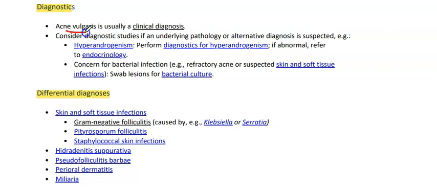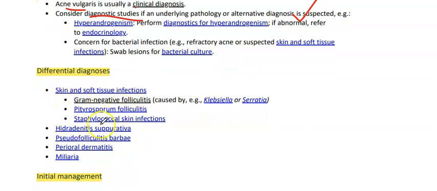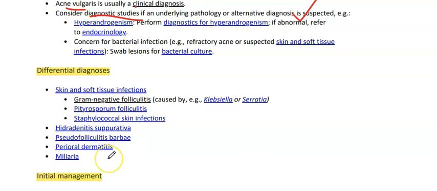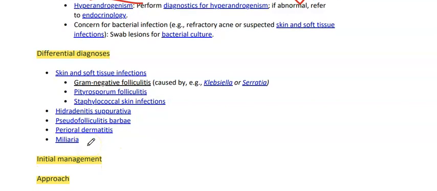Acne vulgaris diagnosis: it's a clinical diagnosis, and diagnostic studies are considered if underlying pathology or an alternative diagnosis is suspected. So diagnostic studies are done in these conditions. These are the differential diagnoses: skin and soft tissue infection, hidradenitis suppurativa, pseudofolliculitis, perioral dermatitis, and malaria.